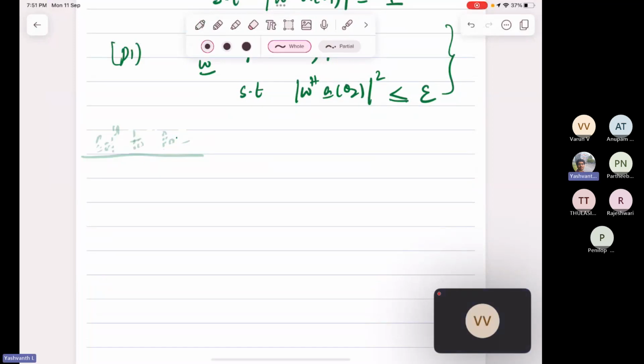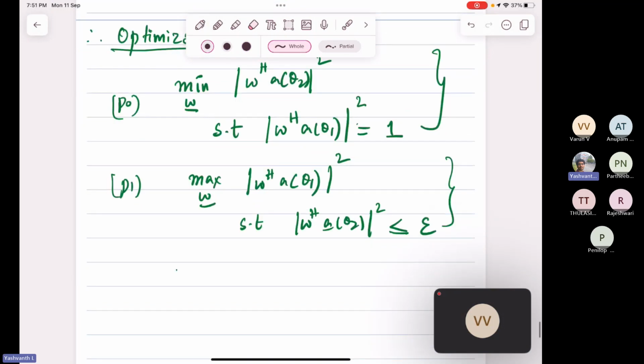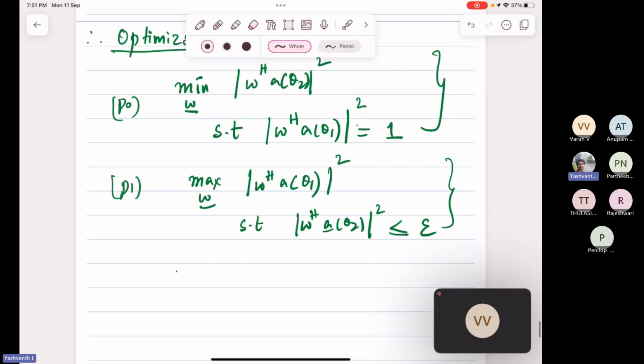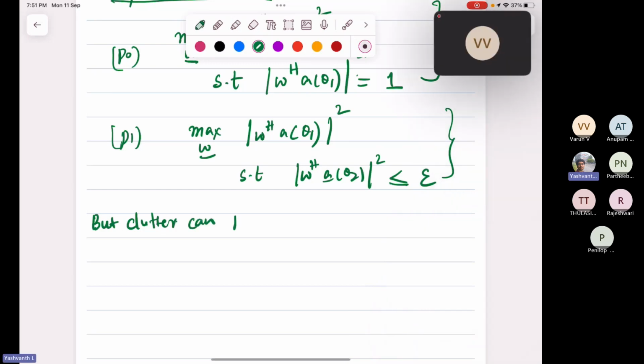Now, before going to the solution to P0, you remember I assumed that clutter is at the theta 2 direction, but clutter can be in any direction, right? A priori you don't know that clutter is at theta 2. This was for the sake of problem formulation. So generally clutter can be at any direction. Therefore, P0 generalizes to the following problem.